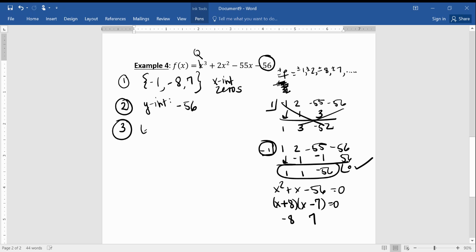And so the last thing we need to do is figure out what the end behavior is. It's odd, and that leading coefficient is positive. So I did give you 2 odd positive graphs, but that's okay. You don't want to get too crazy too quick, huh?